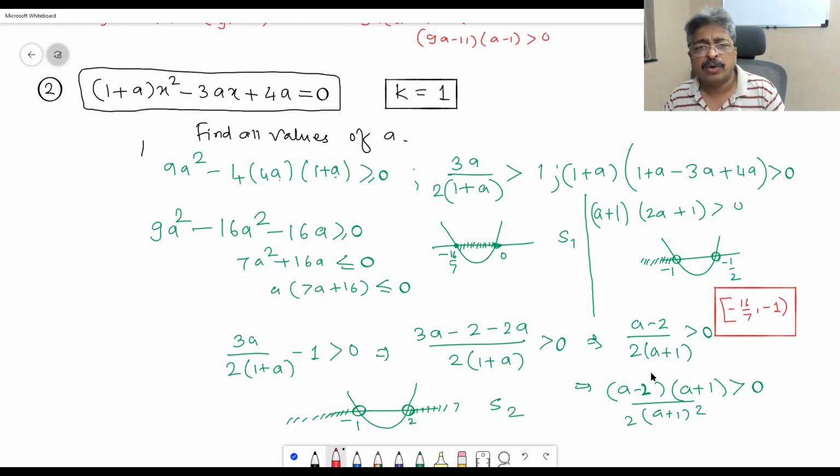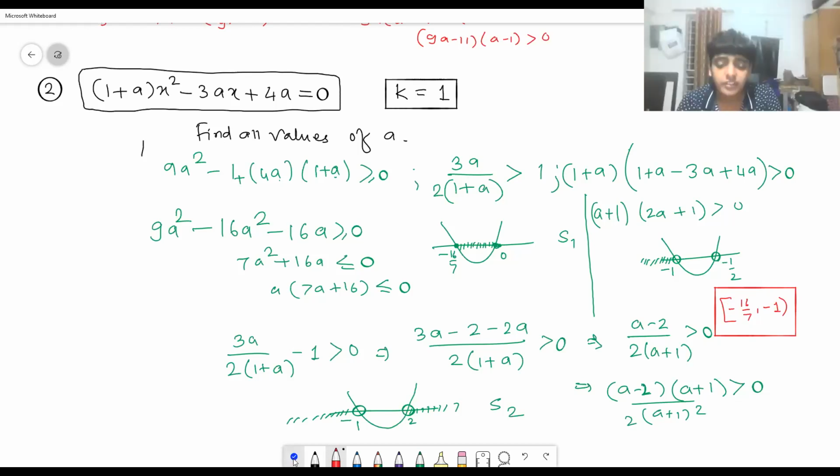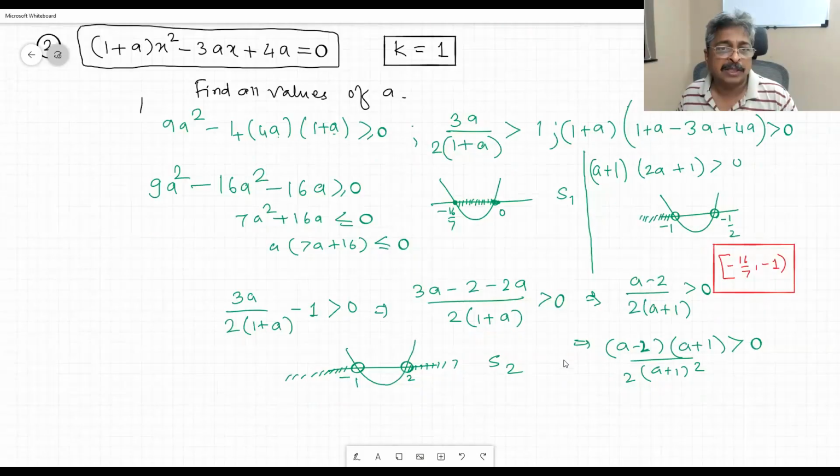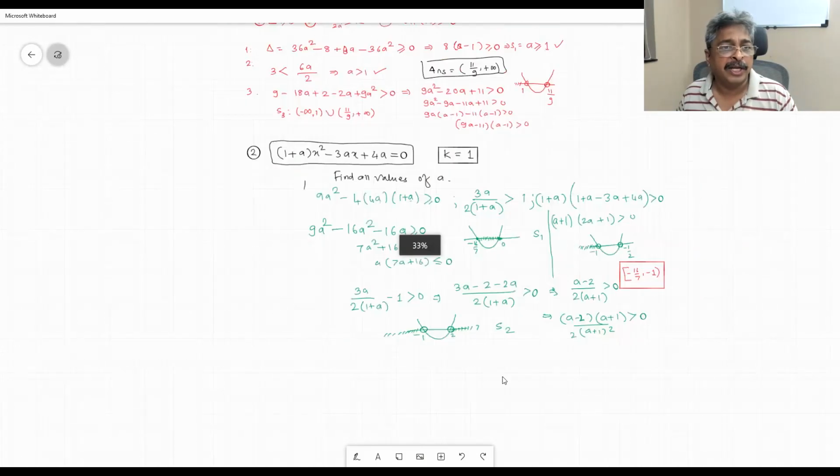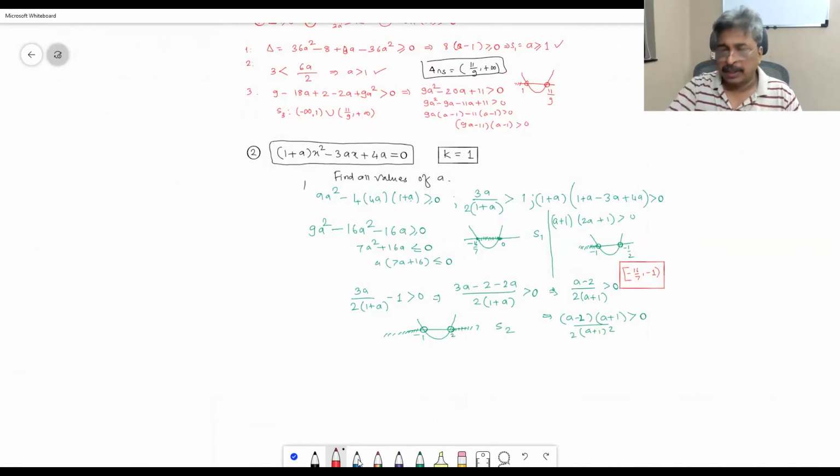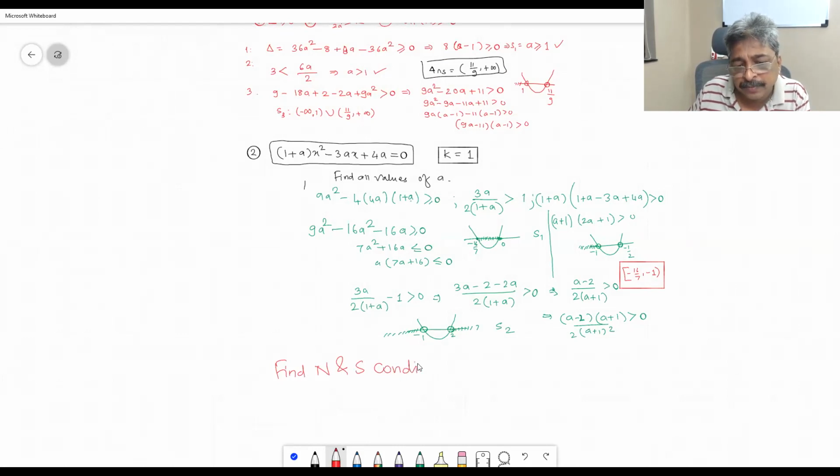Now, have we found out the condition if both the roots should be less than k? I don't think we have done that. No, sir, we haven't done that. But I think we should be able to do it quickly. Let us try to do it. This is called necessary and sufficient conditions.